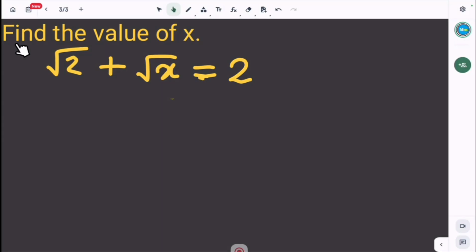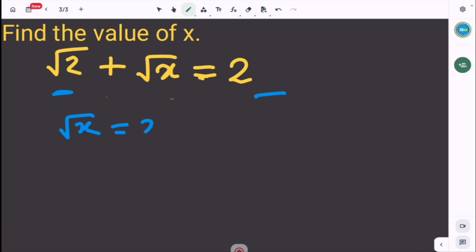So the question is: find the value of x. Root 2 plus root x equals 2. How to do this? If you think this is so easy, send this root 2 to this side and then square both sides. So let's see what happens.